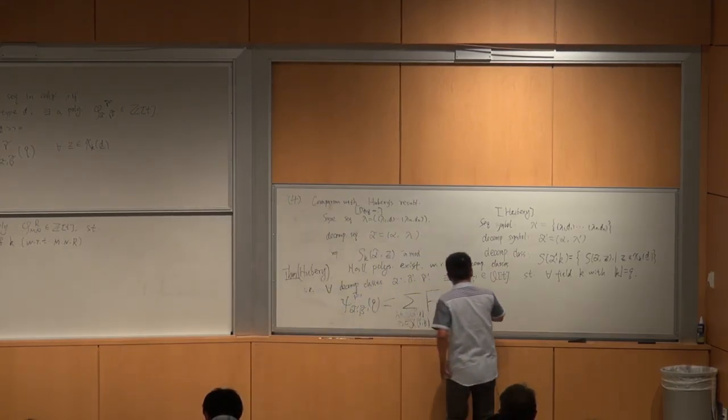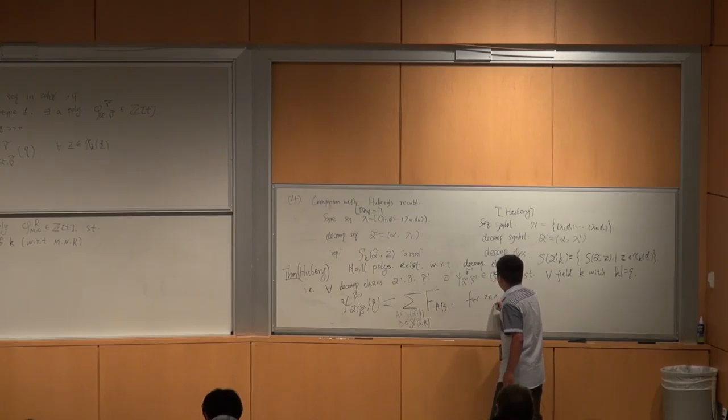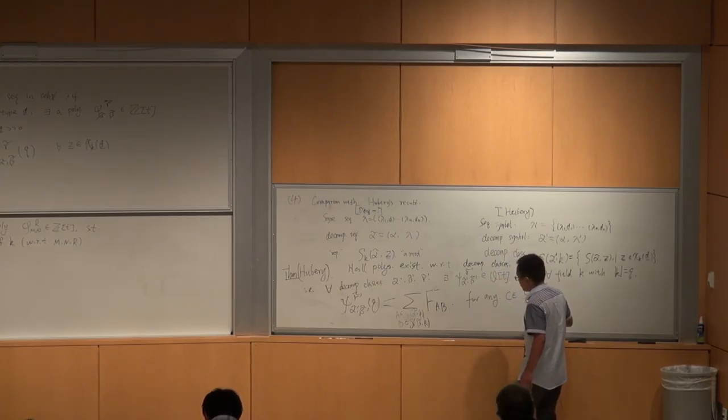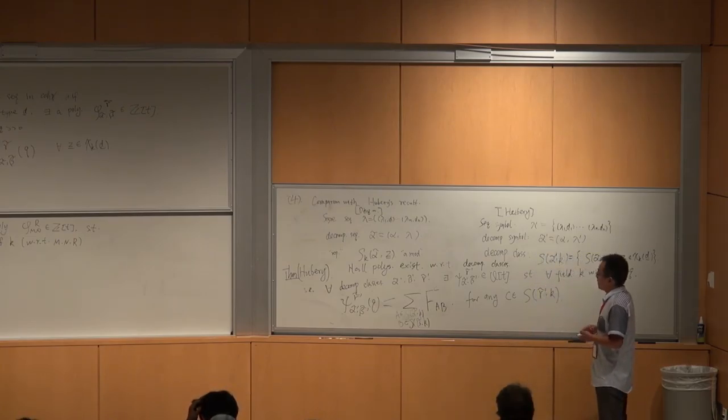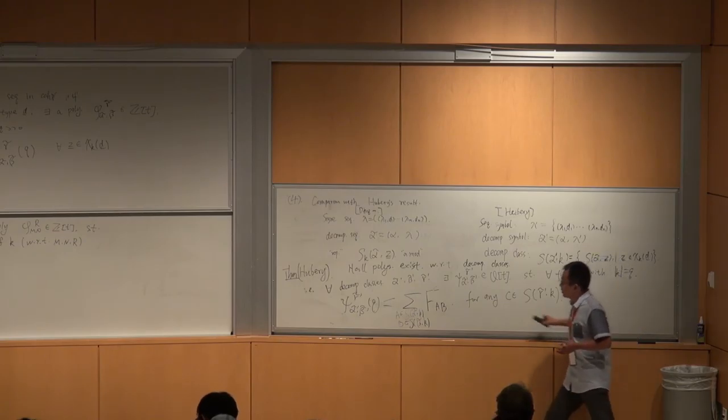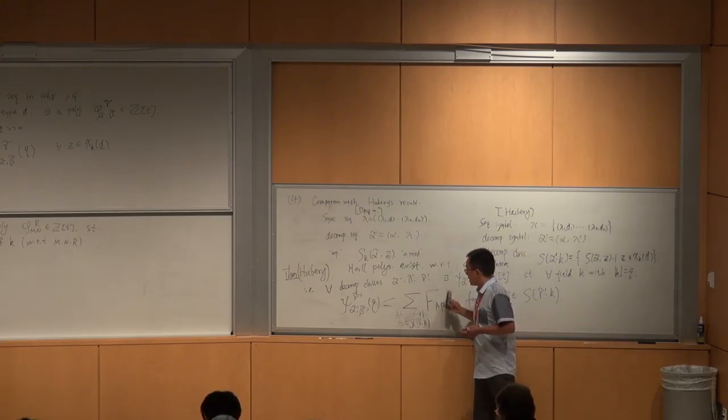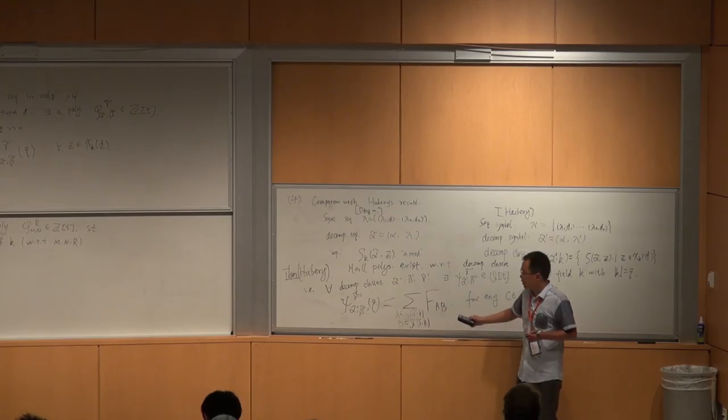And this is true for any C from this class as gamma K. This is a beautiful result. We just want to mention the result is a sum form. We show that each form is a polynomial.